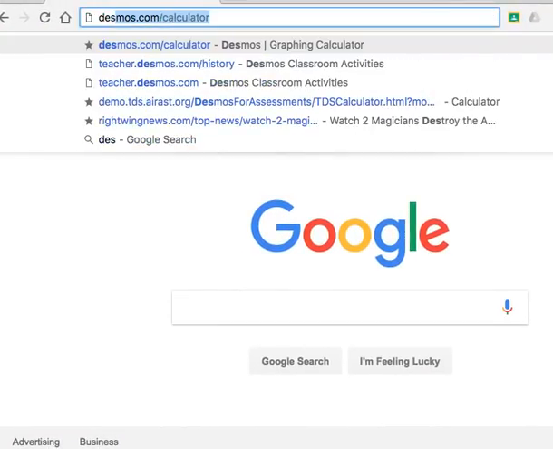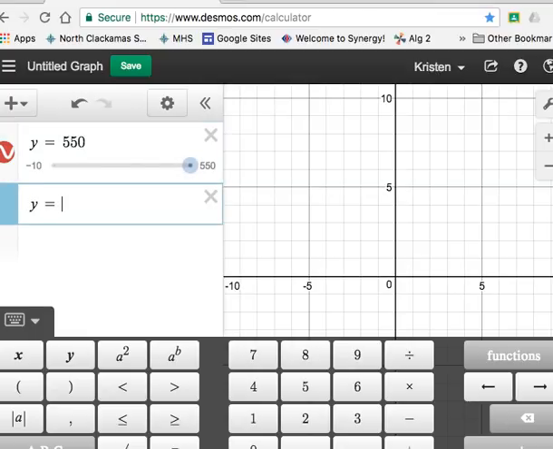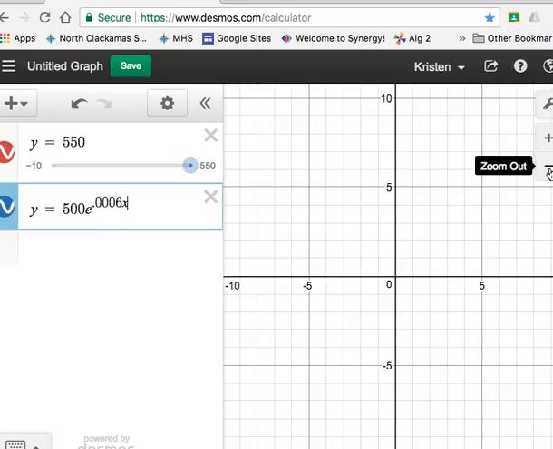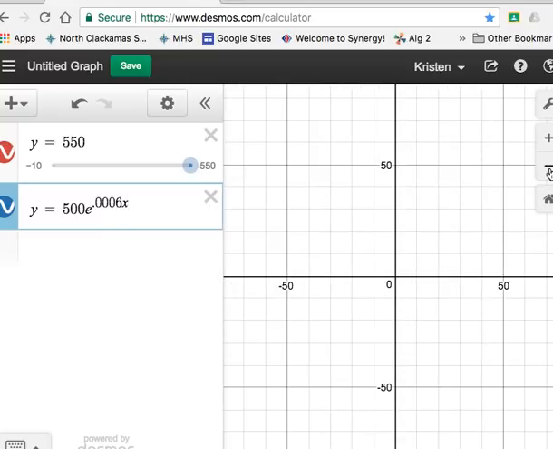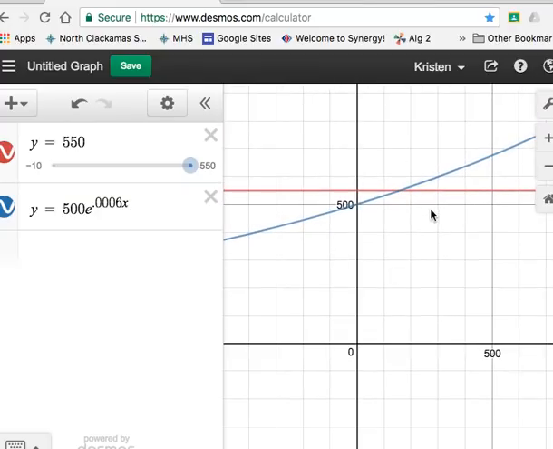Okay, so you go to Google or whatever your web browser is. You go to regulardesmos.com. Takes us to a calculator. The first equation we want is y equals 550. The second one we want is 500 times e to the 0.0006x. First when you look at that, notice nothing really shows up. Well, I'll close that, and I will also zoom out a couple of times. Obviously this isn't going to show up because 550 is way more than 100. But as I zoom out, there it is, towards 500, you can see that my graph shows up.